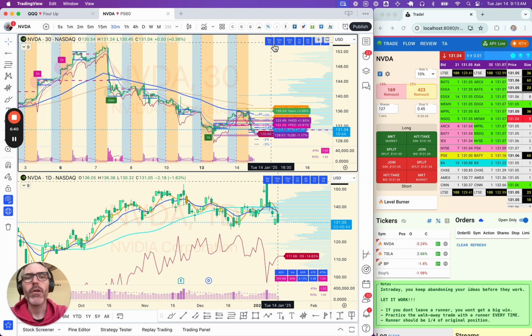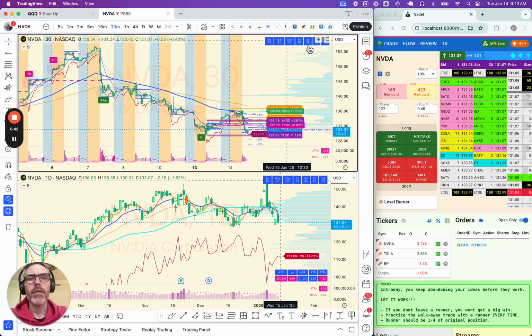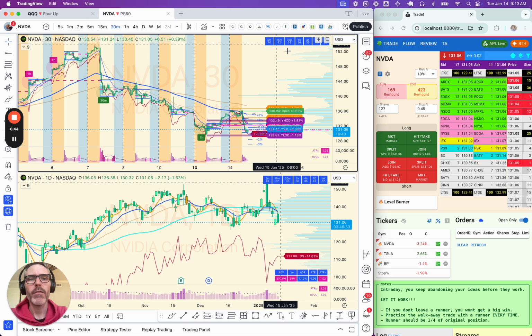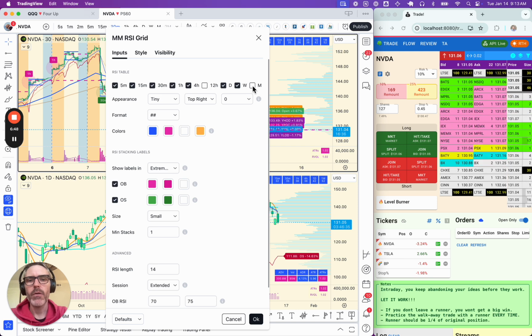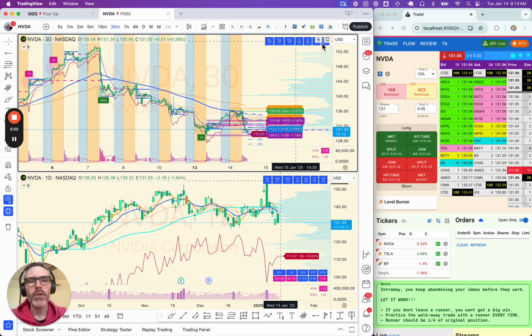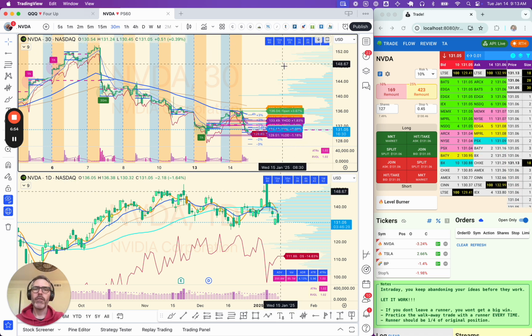This is essentially showing me what the RSI level is on every different time frame listed here. So the 5-minute, 15-minute, 30-minute, 1 hour, etc. And you can go in. I've got a few disabled. You can add some more in there. And these will change color depending on if on that time frame RSI is overbought or oversold.